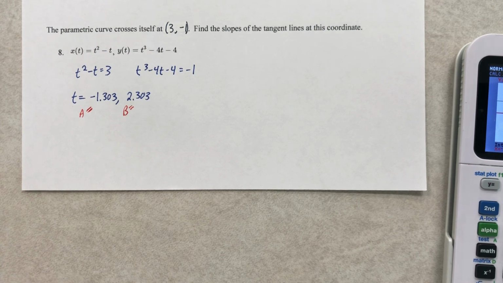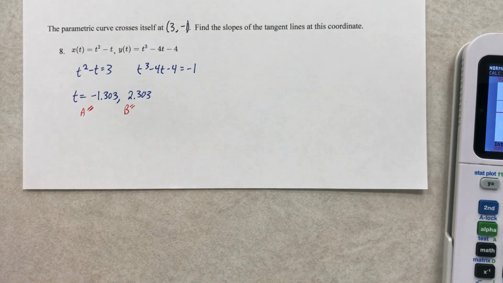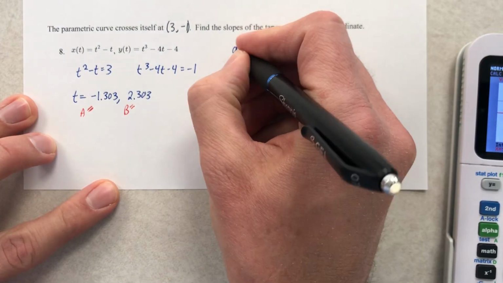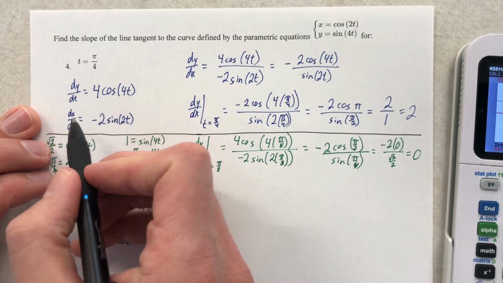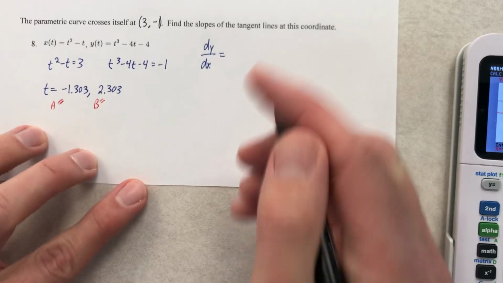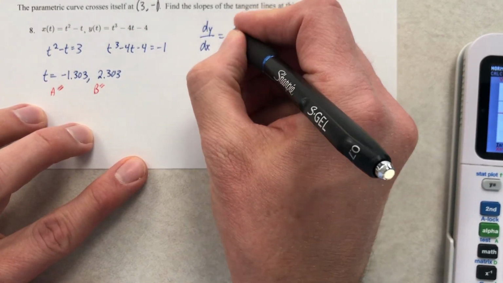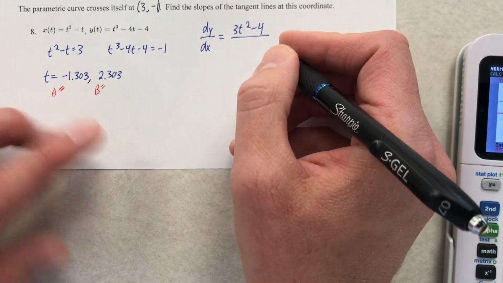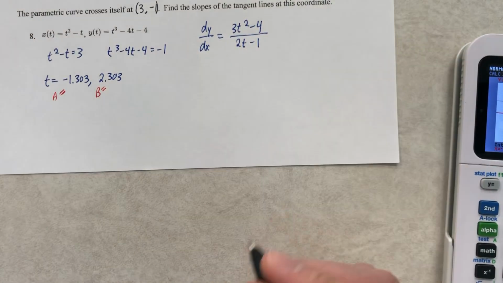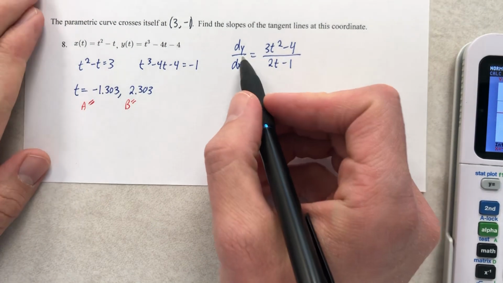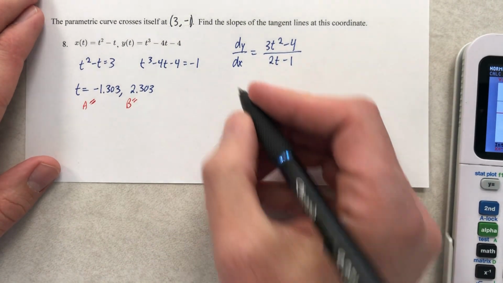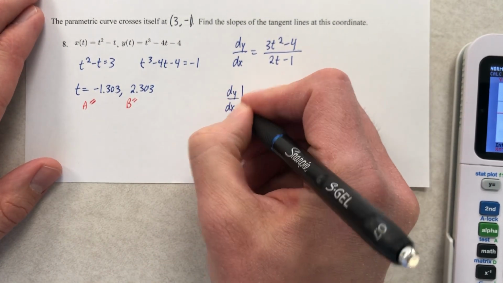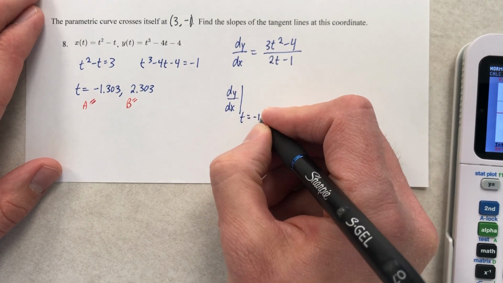Well, I'm glad you asked. We are going to take the derivative at those specific points. So let's go ahead and find our derivative, and let's just condense this process a little bit further. Up until this point, we have taken dy dt, dx dt, put them over each other. Let's just jump straight in. So the derivative of this over the derivative of that, which would be 3t squared minus 4 over 2t minus 1. Okay. I want to know the derivative at that value. I want to know the derivative at that value. Fortunately, they're both stored in the calculator. So we're going to find dy dx at t equals -1.303.